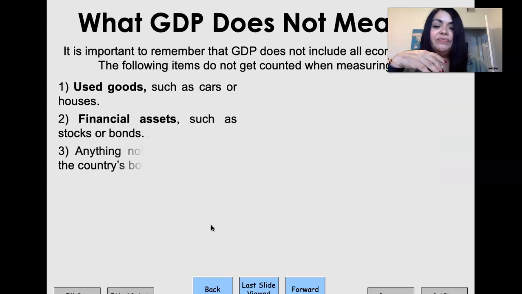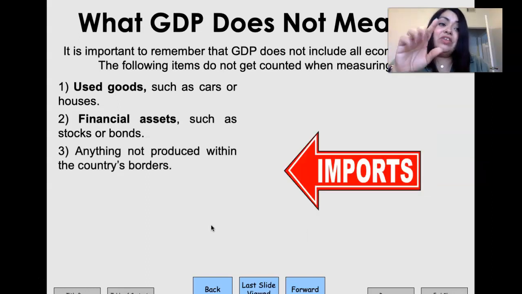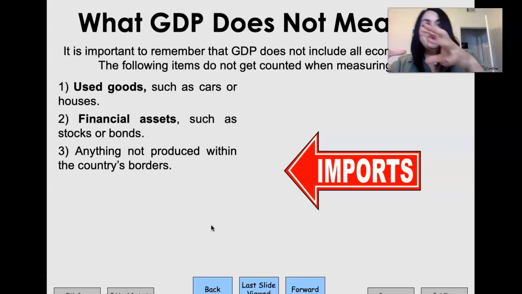Otherwise, it's not counted. And this is very, very important: if it's an import, so let's say you buy a brand new car, but it's not an American car. It's some sort of fancy sports car from Italy. That is not part of our GDP, it's part of Italy's GDP. So we do not count imports, because GDP is measuring what our country is producing. And it's only final products.